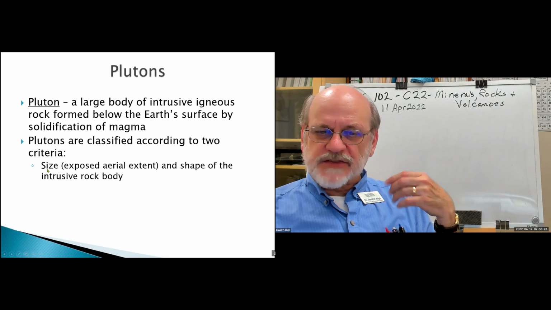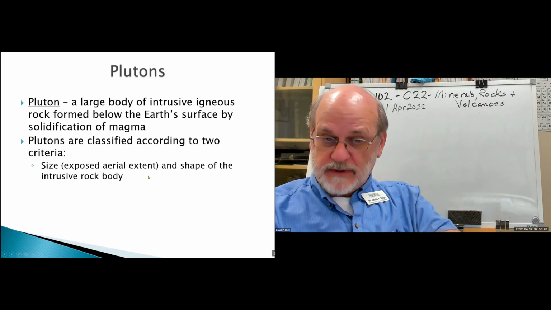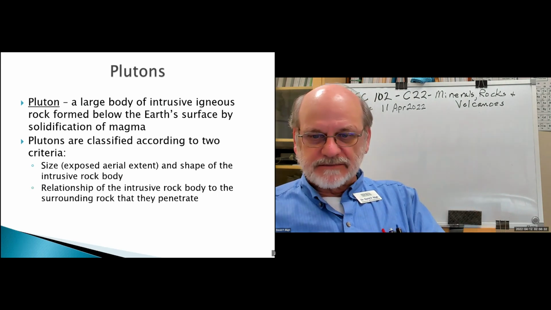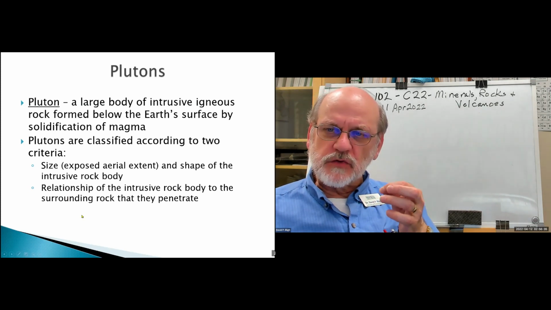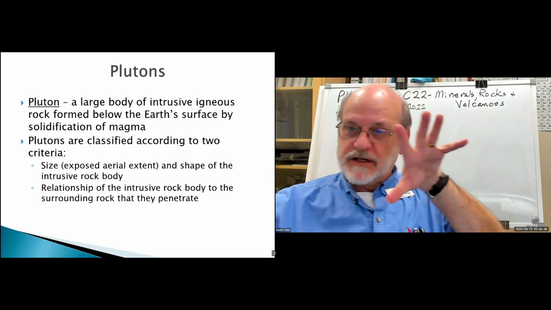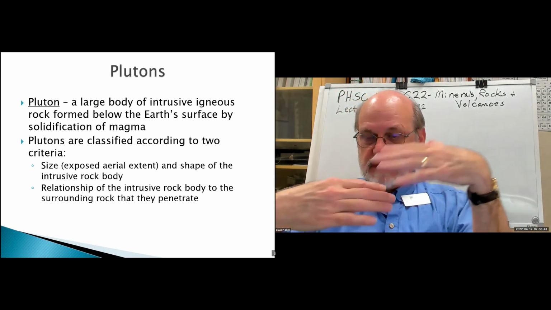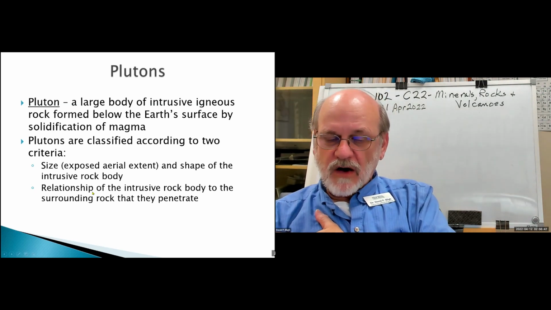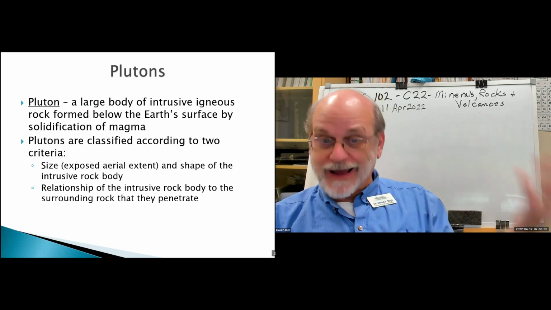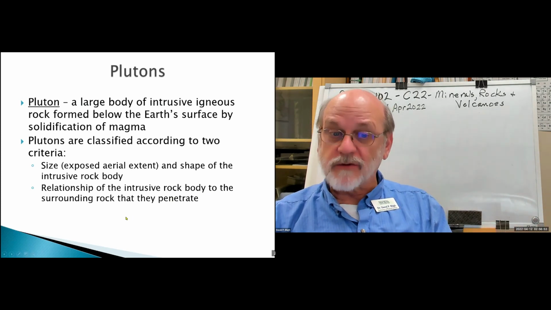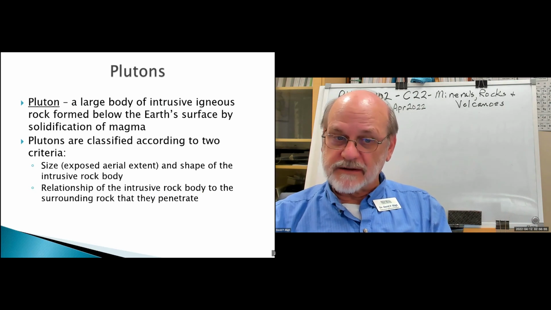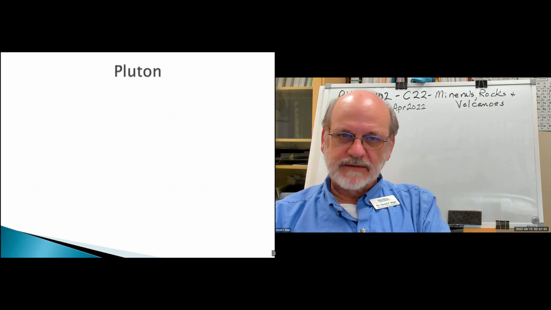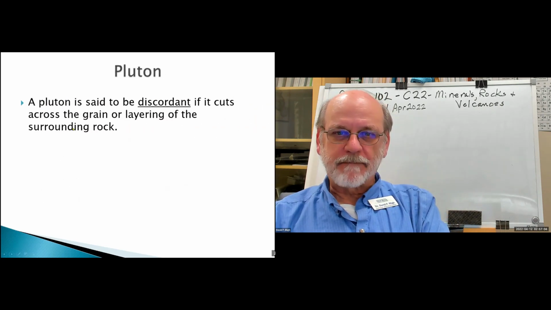The size of the pluton and its shape help us classify these intrusive rock bodies. And now we're starting to relate different rock forms to each other as they sit in their natural forms. So these plutons are in relationship to other rocks around them. These intrusive rock bodies are surrounded by other rocks that they have penetrated. And they're of a certain size and shape.